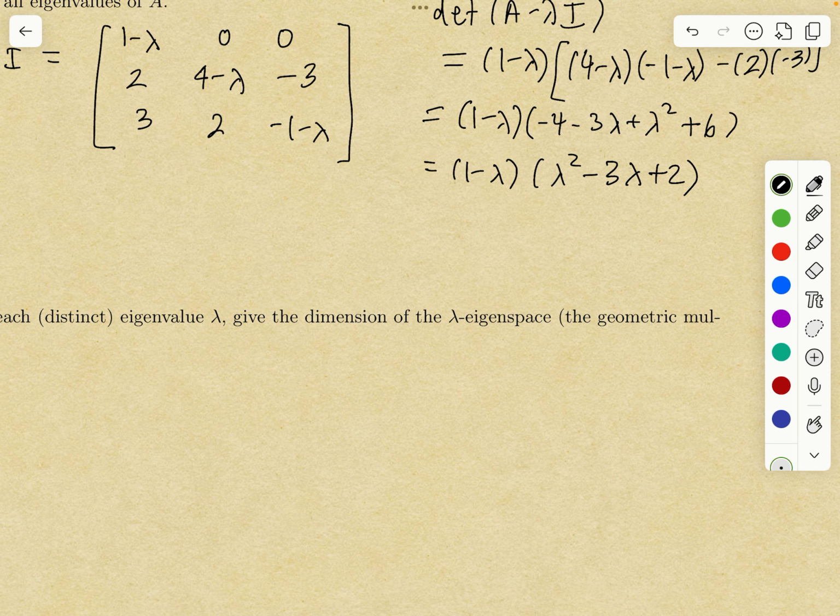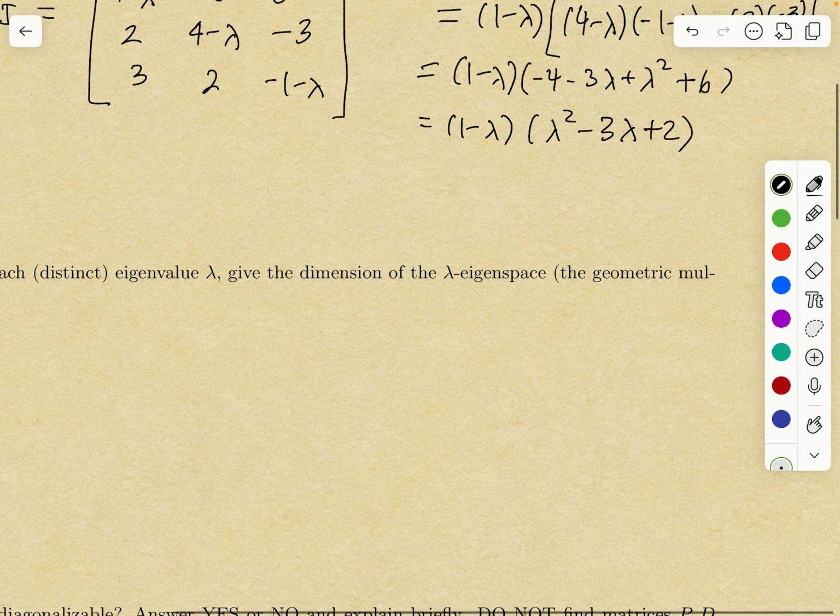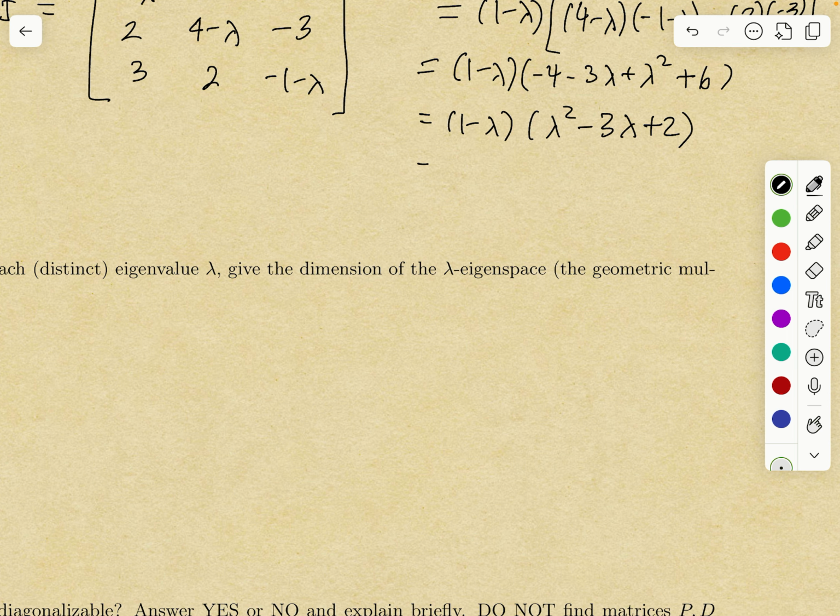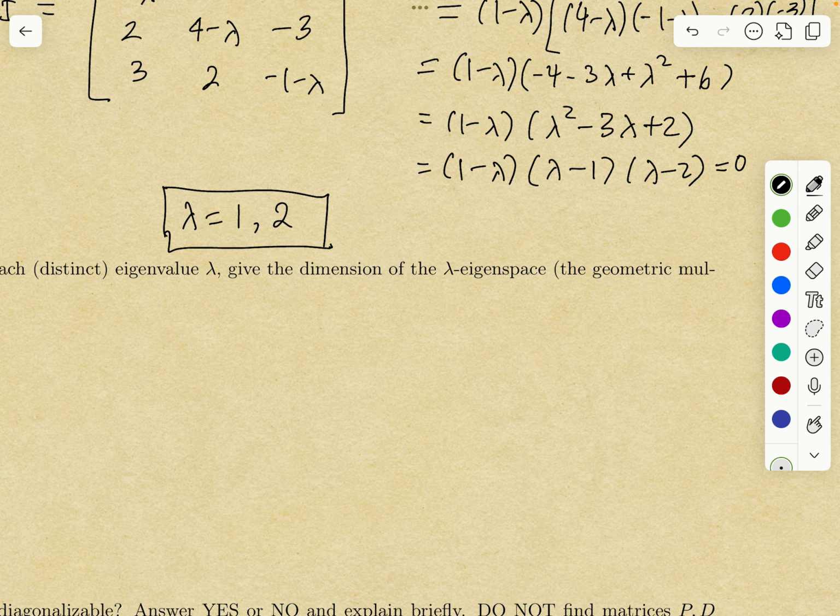Now, remember what I'm trying to do is solve for lambda when I set the determinant equal to 0. So I want to factor this as completely as I can. Right now I have a factor of 1 minus lambda. So let's factor lambda squared minus 3 lambda plus 2. That factors as lambda minus 1 times lambda minus 2, right? So I set this equal to 0 because I'm trying to find the eigenvalues, and we can see that the roots are lambda equals 1 and 2. So the eigenvalues of A are 1 and 2.